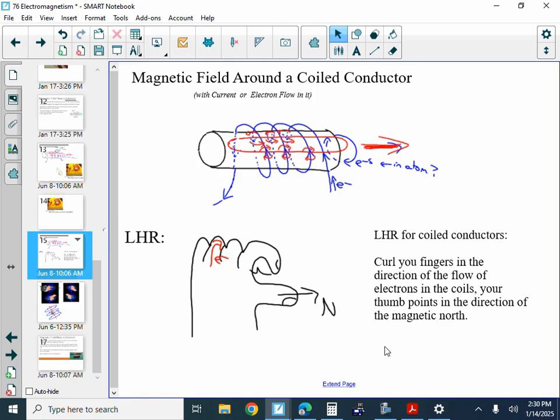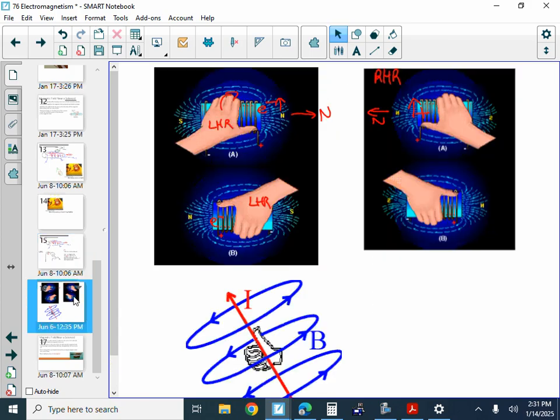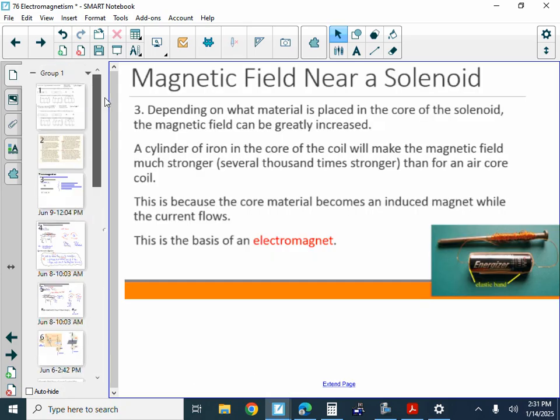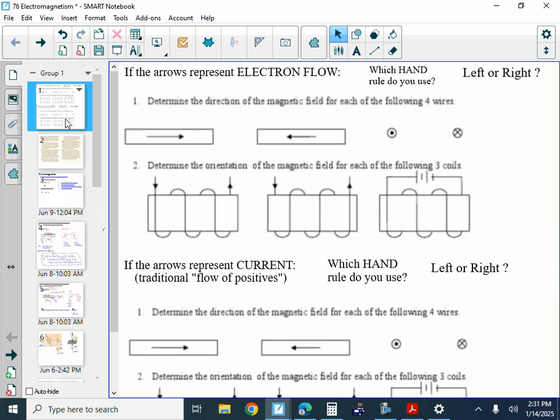So the right-hand rule version is just the opposite. If you want to switch this to be the right-hand rule, then you'd have the coil of fingers in the direction of positives, and your thumb points in magnetic north, and they'll give the same result as always. All right, so that's just some of the information about what kind of magnetic fields form around current-carrying conductors.